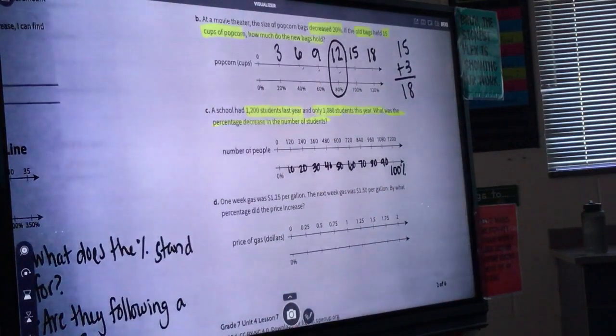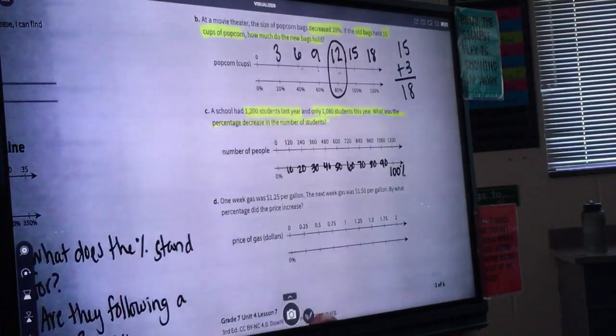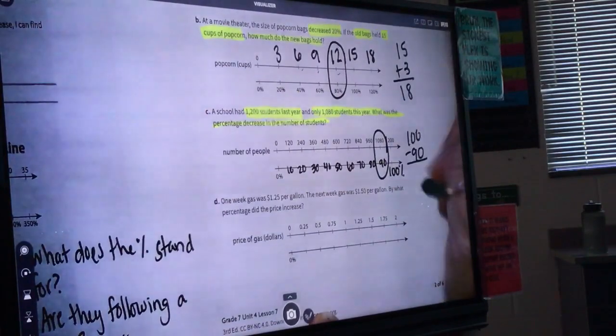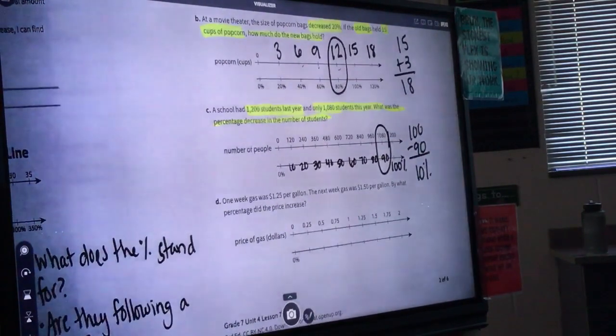All right, what is my answer then? What is the percent that it decreased based off of this information? Kaylee? All right, so it's decreasing. 100 minus 90 gives you that 10%. So it's decreasing by 10%.